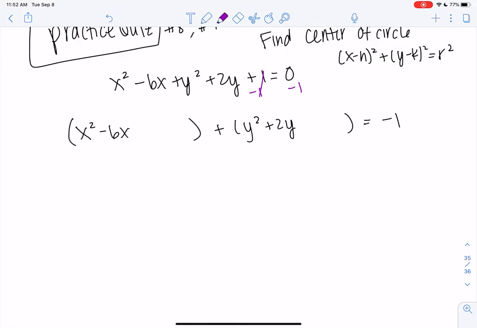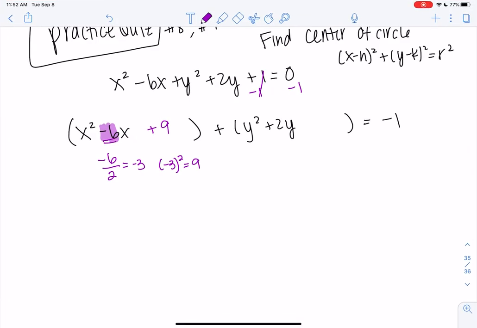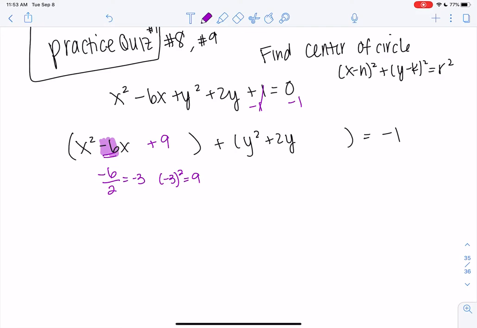So completing the square, we're going to take the middle term, negative 6 for the x's. We divide it by 2 and we get negative 3, and then we square that term and we get 9. This is always the pattern. You do b divided by 2 and then square it. So whatever I do to one side, though, I do to both sides.